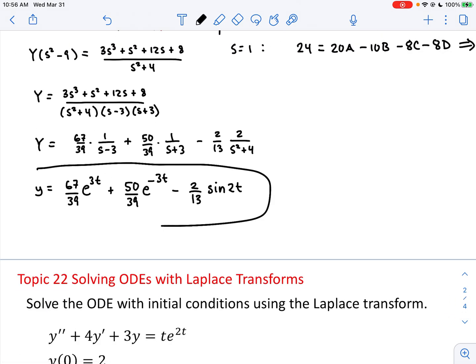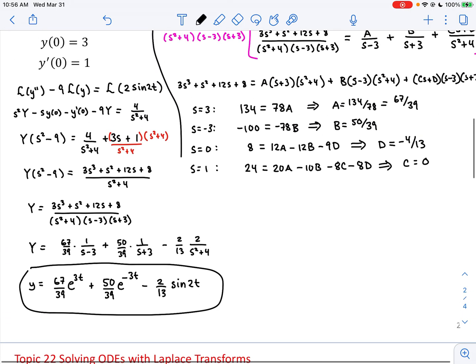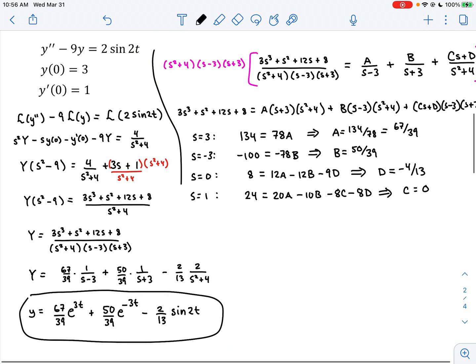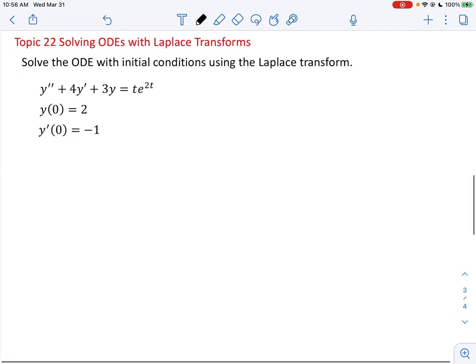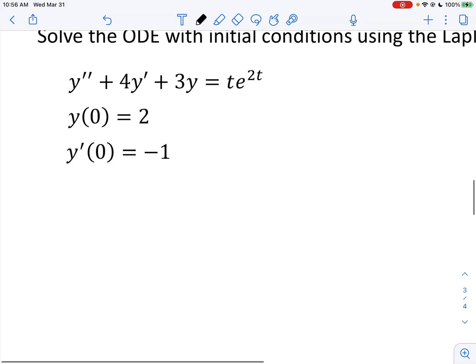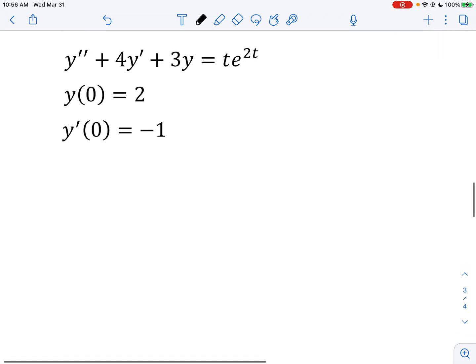And this is our solution. Again, I leave it to you to verify that it meets the initial conditions as well as that it satisfies the differential equation. And one last one, another second order ordinary differential equation. Let's begin again by Laplace transforming both sides.